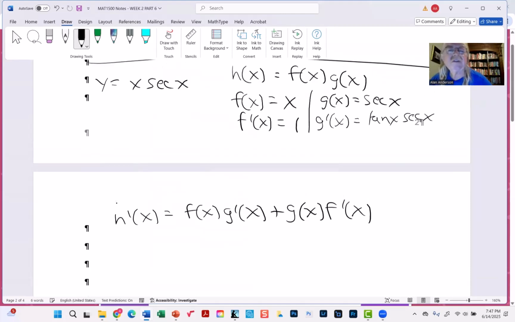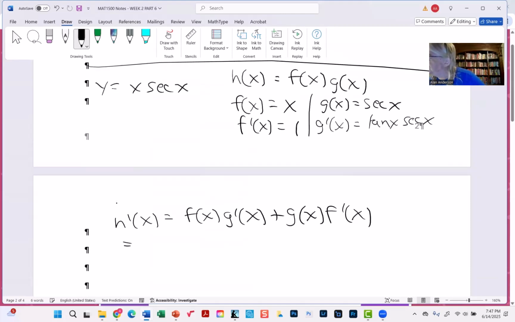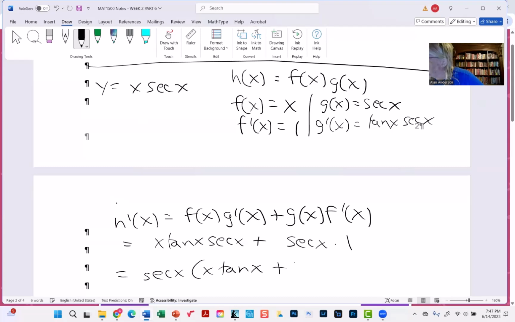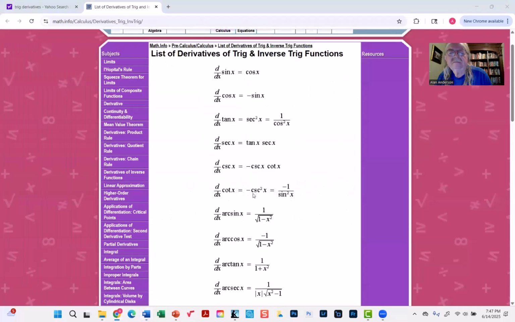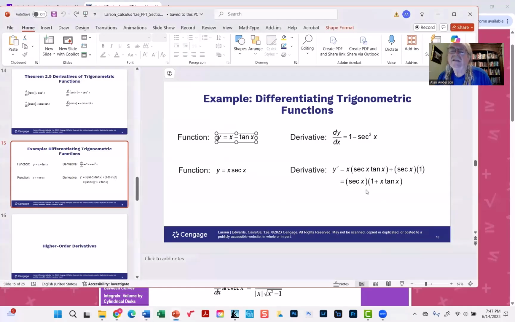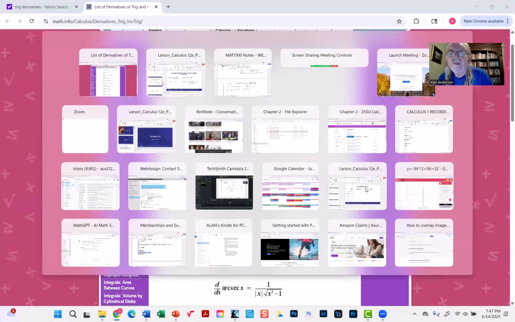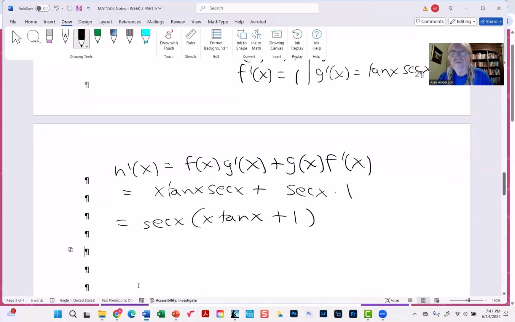Let's make some substitutions and we'll get our answer. Okay, so we'll have x tan x secant x plus secant x times 1. And, you know, they'll probably factor this out, so let's do that. And that's it. And we're finished. Yeah, they factored it out: secant x times (1 plus x tan x). All right, beautiful.